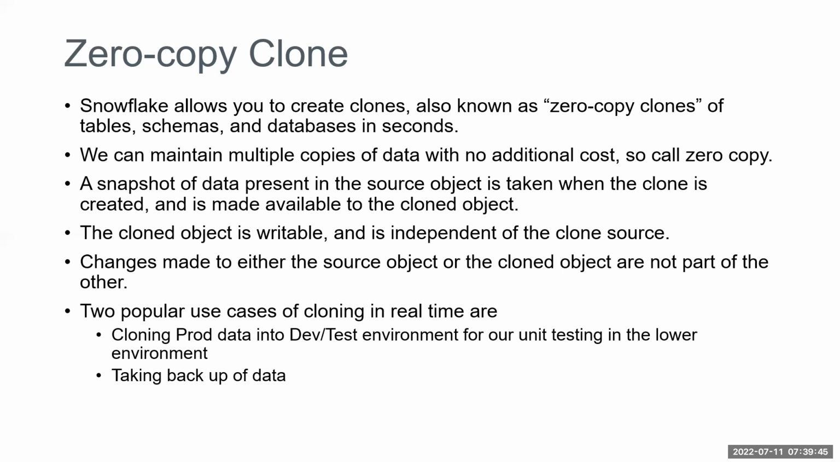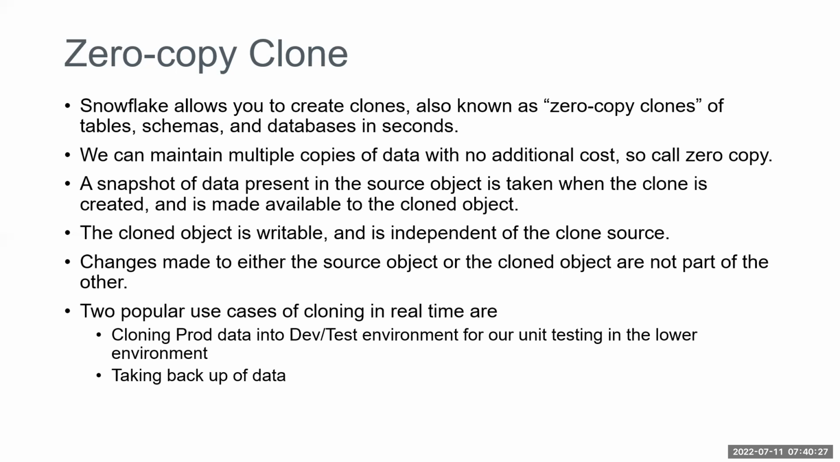So what will happen if we clone a table? A snapshot of data present in the source object is taken when the clone is created, and it is made available to the cloned object. Whenever we clone one object, it can be a database or schema or table. A snapshot of that source object will be taken, and it is made available to the cloned object. So the same data will be available in the cloned object, but both are independent. Once you are done with the cloning, there is no interdependency between both the tables.